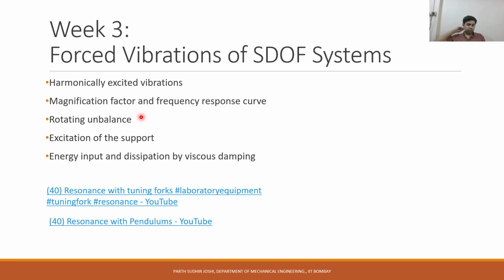Then the examples of excitation of the support have been discussed, where there is some machine resting on some foundation, and sometimes vehicles passing by or some other vibrations cause the support to vibrate at a certain frequency. That may cause undesirable vibrations in the system. So there are undesirable forces which may be transmitted to the system, which we may want to avoid.